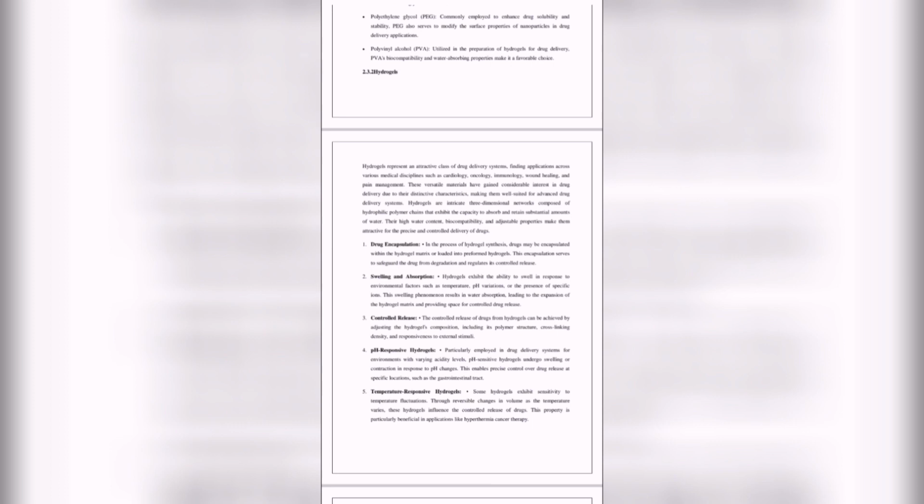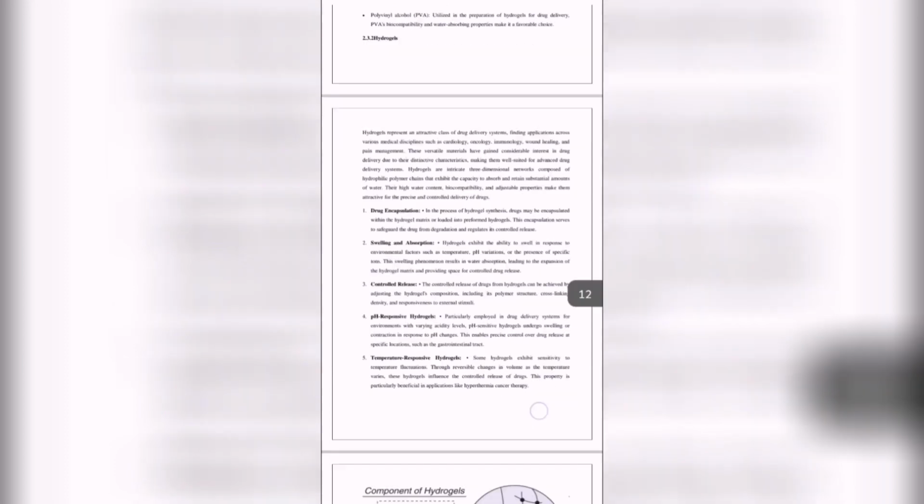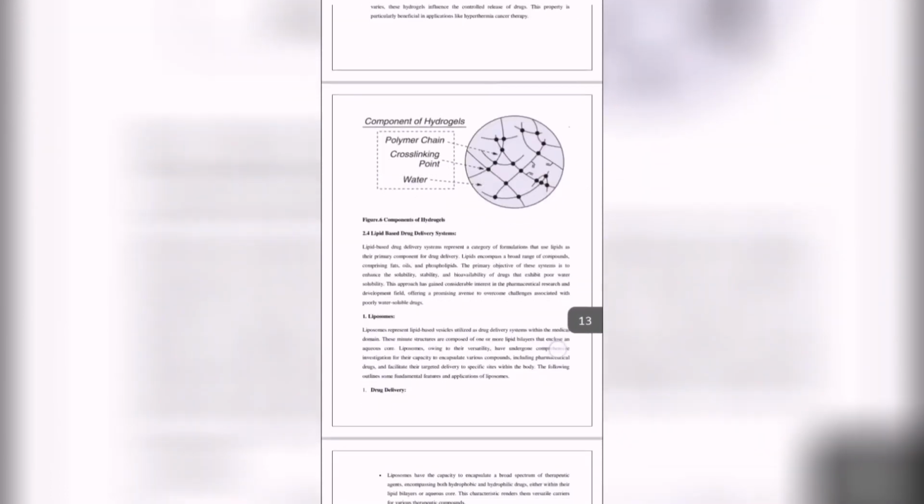Next one is temperature responsive. Some hydrogels exhibit sensitivity to temperature fluctuation through reversible changes in volume as the temperature varies. These hydrogels influence the controlled release of drugs. This property is particularly beneficial in applications like hyperthermia therapy and cancer therapy. Here is the figure of components of hydrogels. Here is the polymer chain, cross-linking point, and the water. So these are the main components of hydrogel: polymer chain, the cross-linking of polymer chain, and the water.